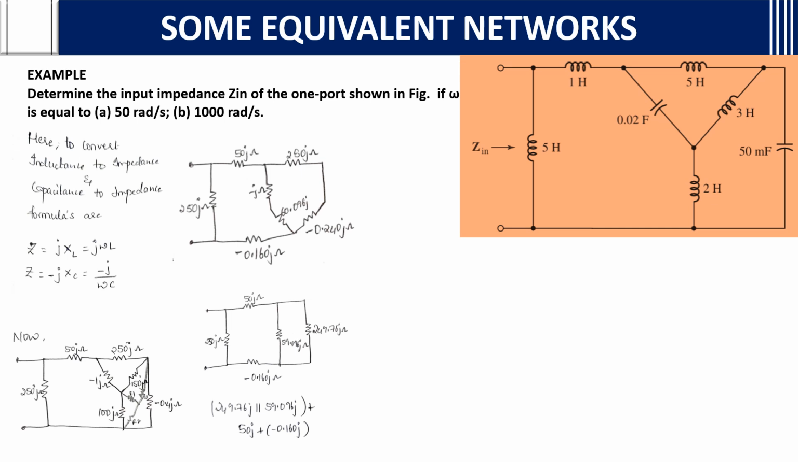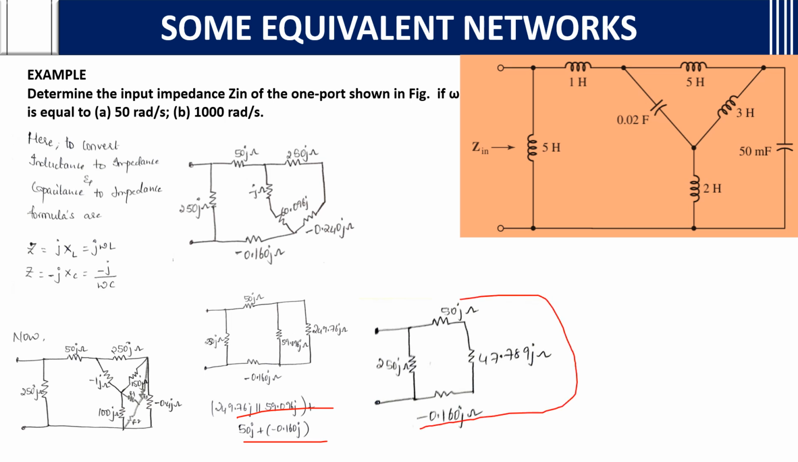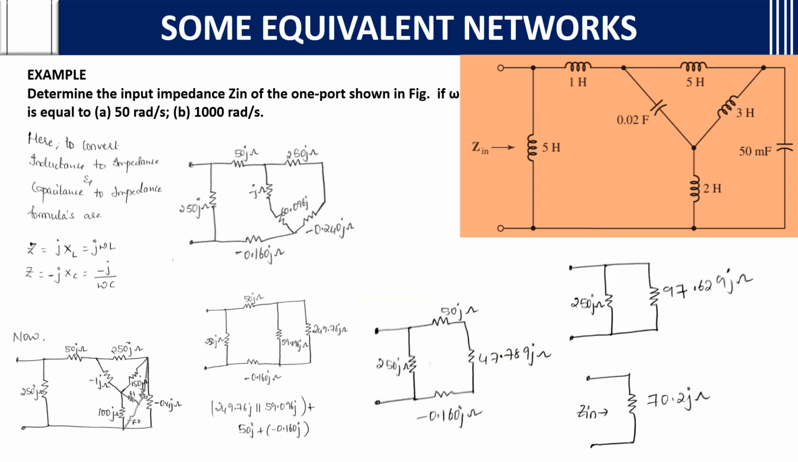Plus again, if you see, this is in parallel and in turn they are in series with 50 J and minus 0.160 J ohms. So I have written the equation in this way. If you calculate the parallel equation, you get 47.789 J ohms. After that, you add up all three. That is what this equation represents. If you add those all three, you will get 97.629 J ohms.